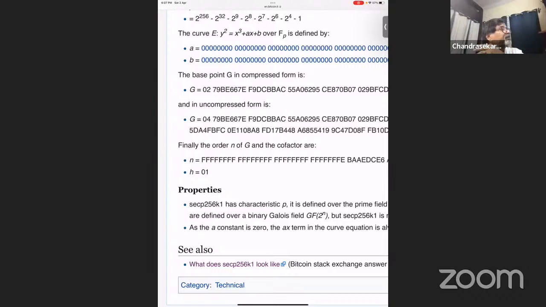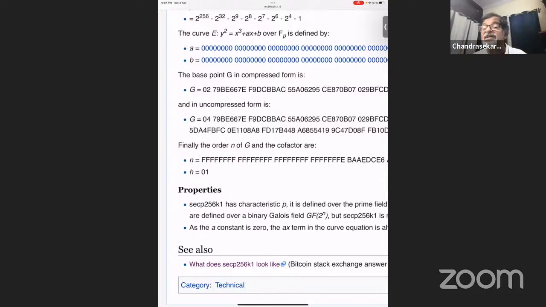Similarly, you will have one private key, and that many times G is going to be added with itself: G plus G plus G, that many times. It is an enormous amount of computation. And at the end, you will have your public key. So there is a private key, public key pair.